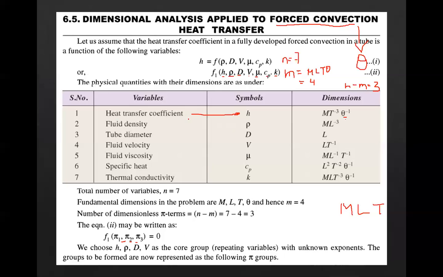The dimensions are: for the heat transfer coefficient, M T to the power minus 3, theta to the power minus 1; rho is the density, kg per meter cube; then d is the diameter, V is the velocity, mu is the viscosity, then specific heat, and thermal conductivity. Okay, so we choose h, rho, d, V as the core group of repeating variables, with unknown exponents. These groups to be formed are now represented as follows.